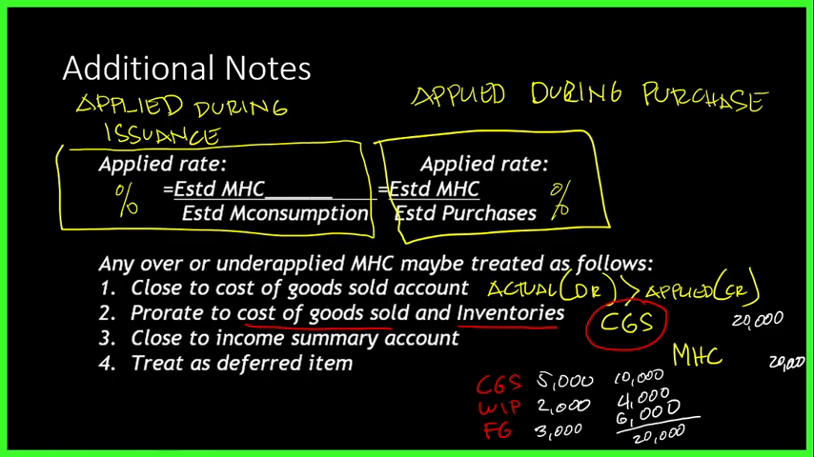Okay, or you can close this directly to your income summary account, debit to income summary, okay? Or you can treat this as a deferred item, no? So, debit deferred item and then credit materials handling cost. Okay, so, ayun. So, sir, alin dito ang tama? Tama silang lahat, but most of the time, we use these two. Okay, for convenience, ito madalas gamitin in practice. Okay, so I guess that's it.